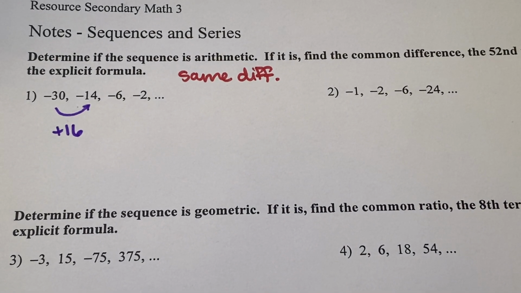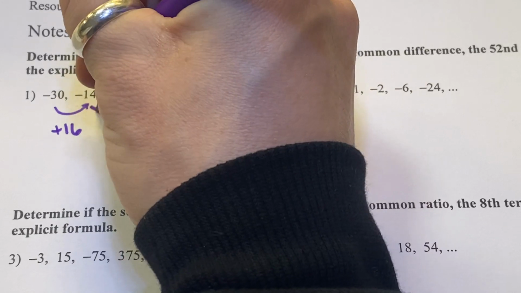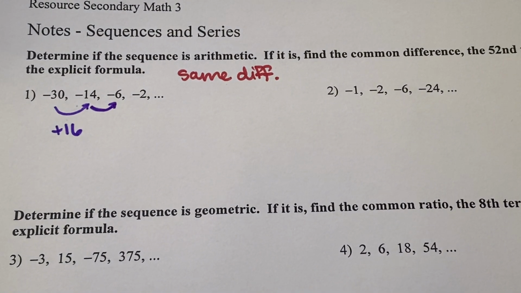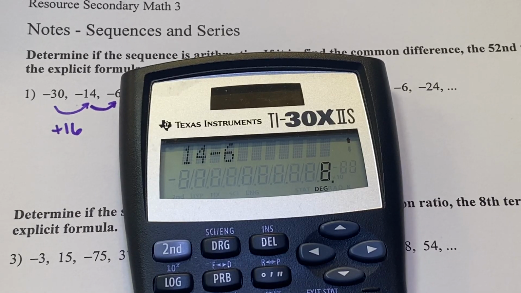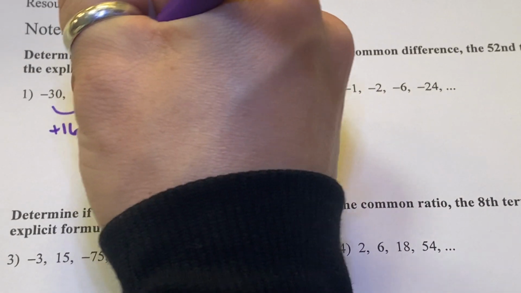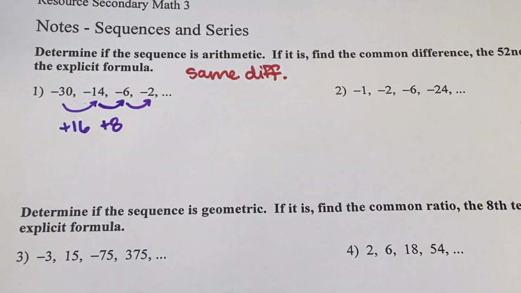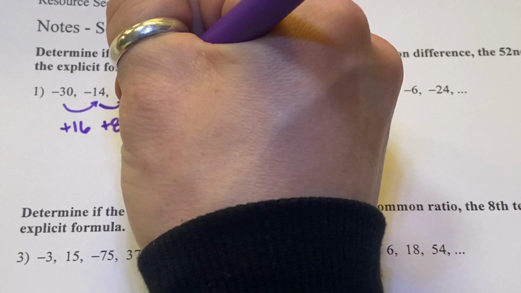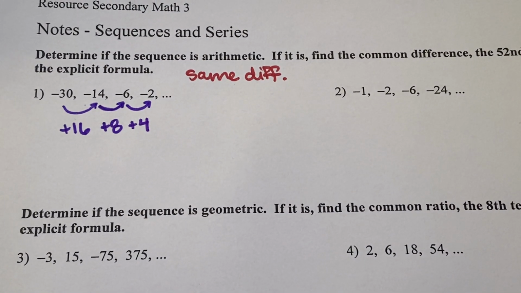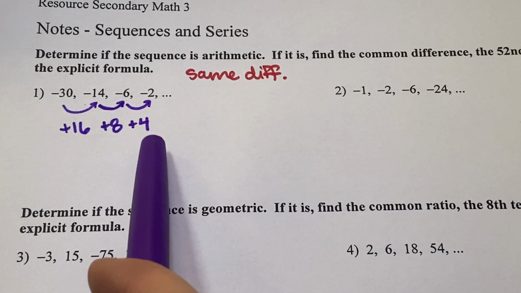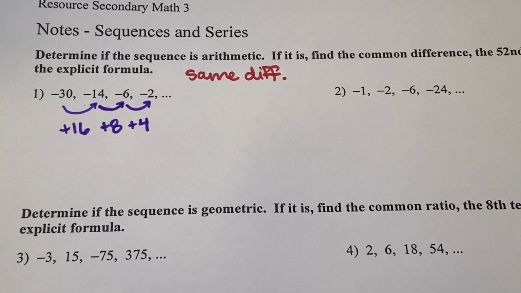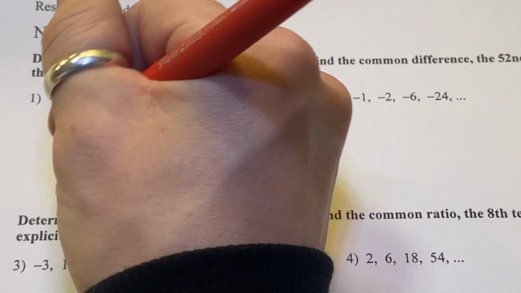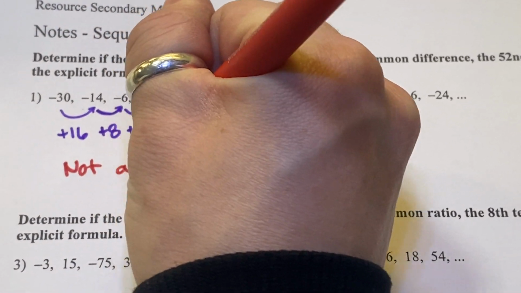If these numbers change by adding 16 every time, then we know it's arithmetic. How do I go from negative 14 to negative 6? It added 8 this time. From negative 6 to negative 2, you'd add 4. Do they have a common difference, meaning does that number stay the same? Is it changing the same way every time? No. It added 16, then 8, then 4. So this one is not arithmetic.